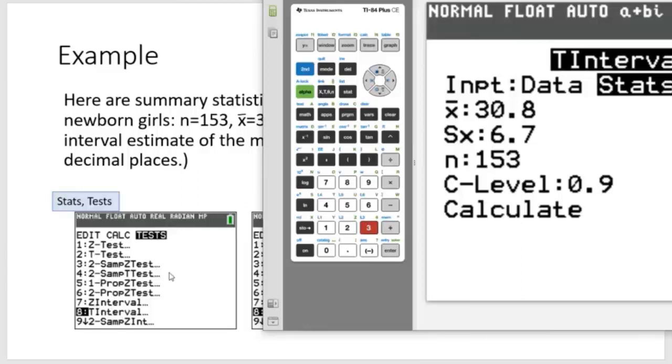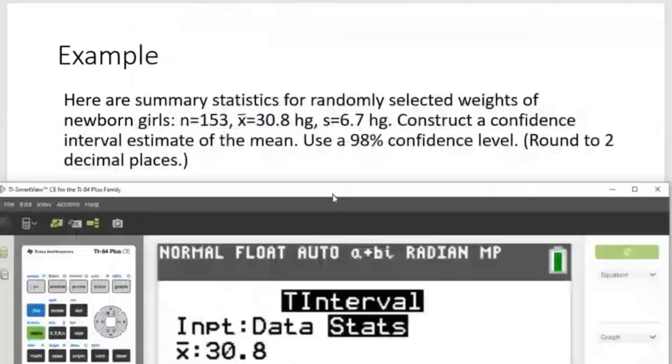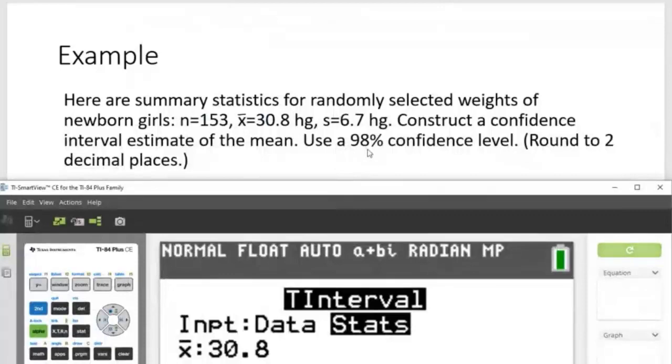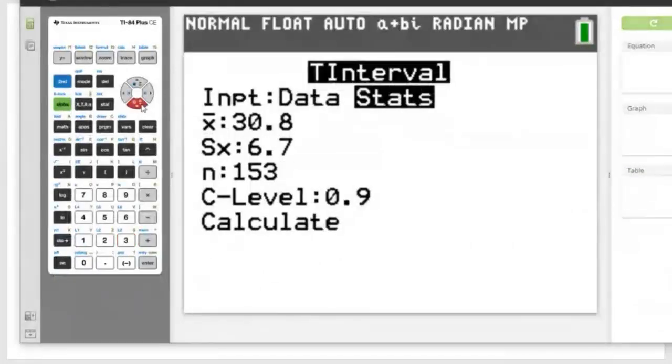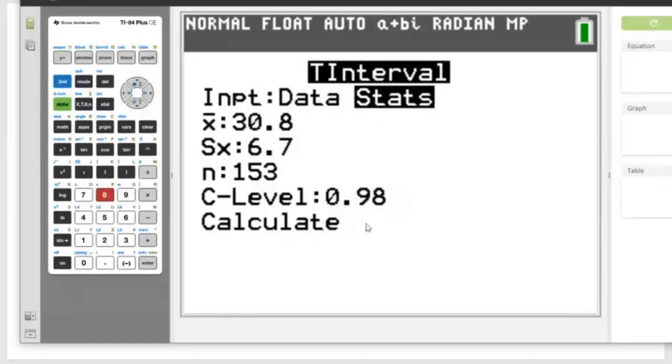Okay, so after this one, this would be the screen that you're going to see after you actually click T interval. And this confidence level depends on what they wanted. So I've got to go check that. Did they want a 90% confidence level? Now see, this one says use a 98% confidence level. So I'm going to change that next one to be 0.98. So that's my 98% confidence level with the three values they gave me in there.